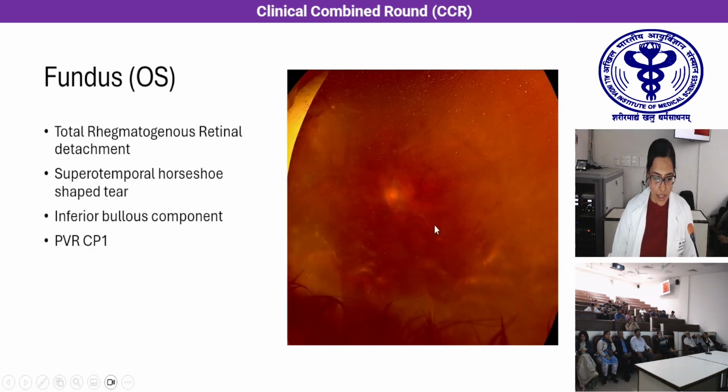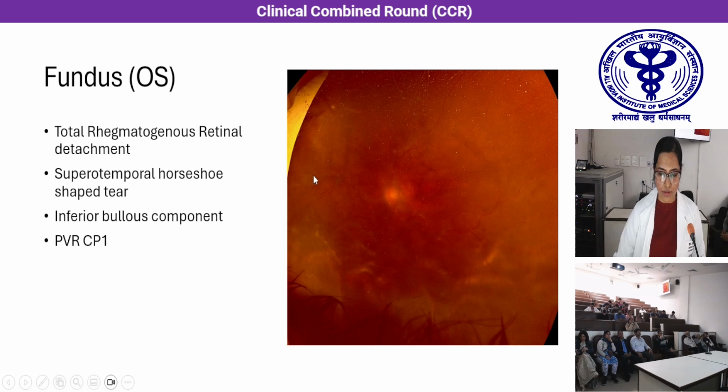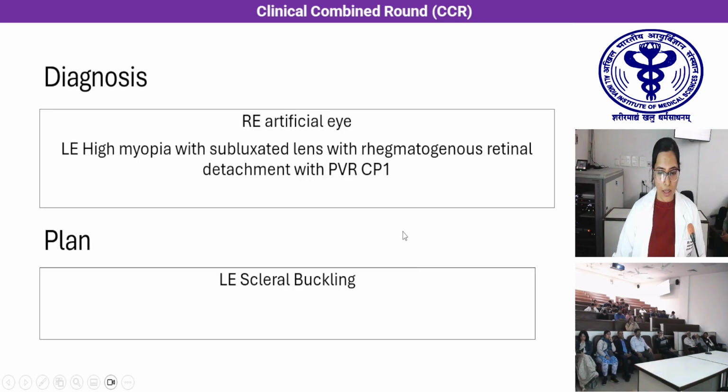On fundus examination, a total rhegmatogenous retinal detachment was noted in the left eye with a superotemporal horseshoe-shaped tear. It is not visible in this picture because of the subluxated lens. There was an inferior bullous component with PVR changes in one clock hour. A diagnosis of right eye artificial eye and a left eye high myopia with subluxated lens with rhegmatogenous retinal detachment was made with PVR CP1, and the patient was planned for left eye scleral buckling.